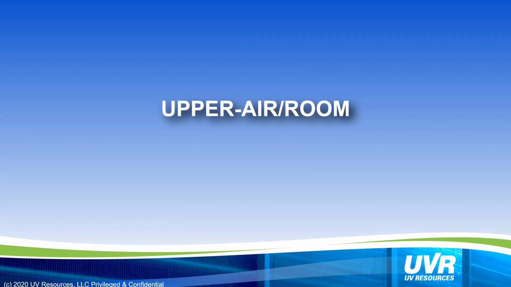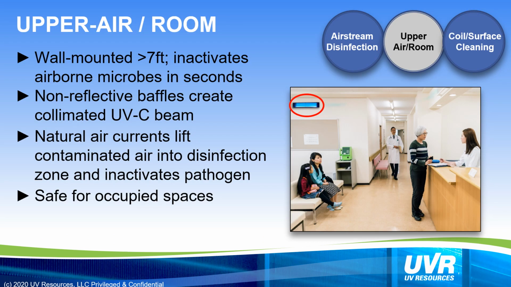A product that you may not be aware of, but we're going to cover here today, is upper air or upper room UVGI. Upper air or upper room ultraviolet lights are fixtures that are mounted at least 7 feet off the ground on the wall. It can be higher, 8 feet, 9 feet, but at least 7 feet. And you want them about 6 inches off the ceiling. What you're doing is creating a very collimated beam that comes out of the fixture, and non-reflective baffles are what help create that beam.